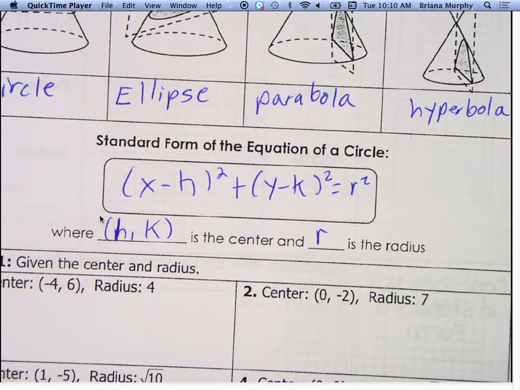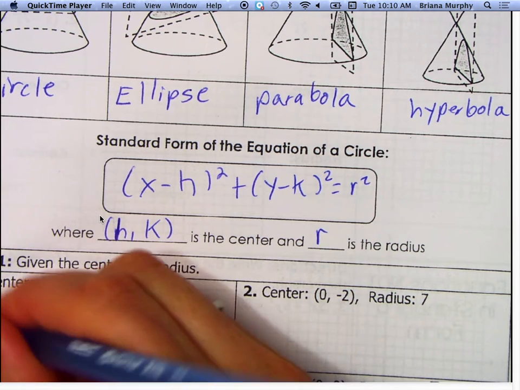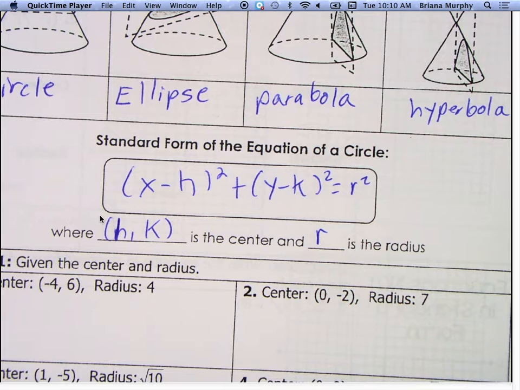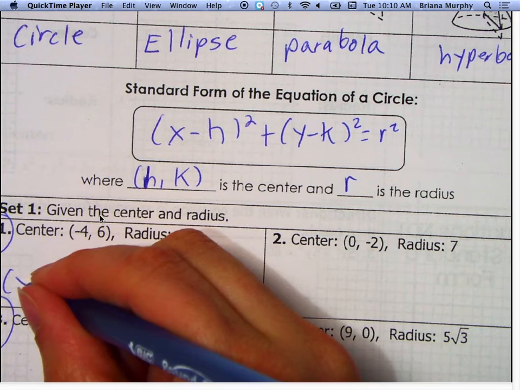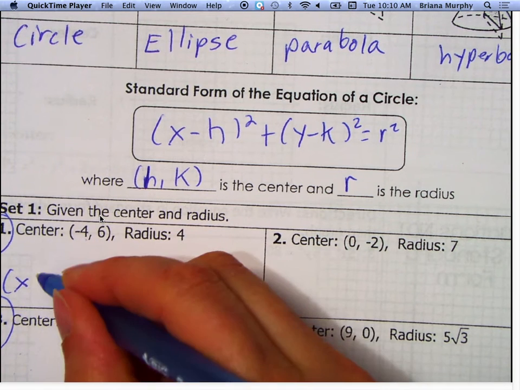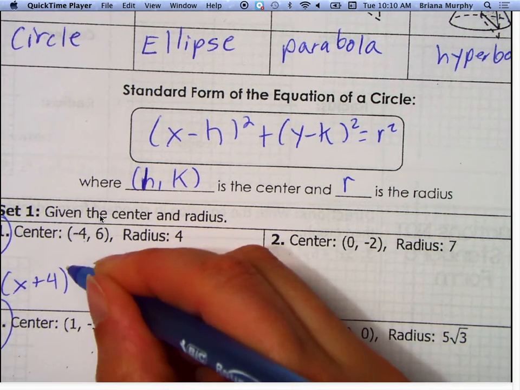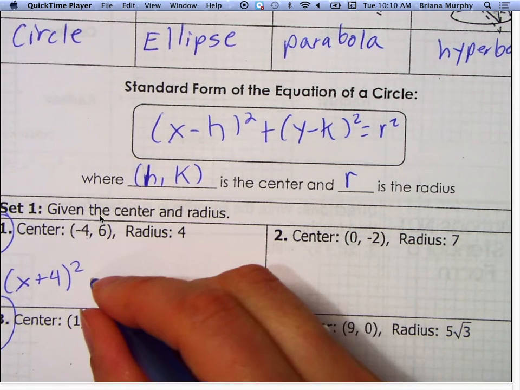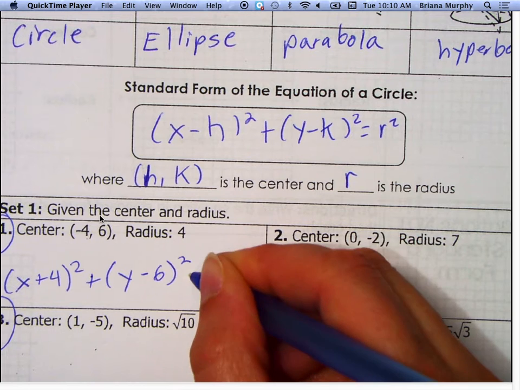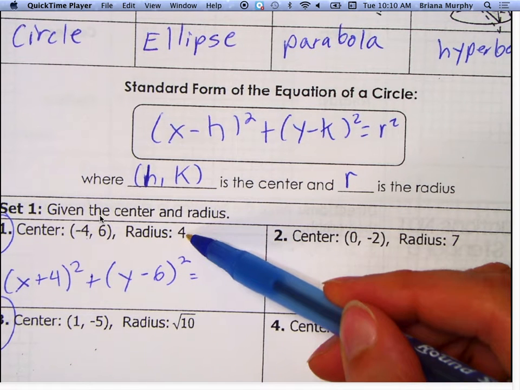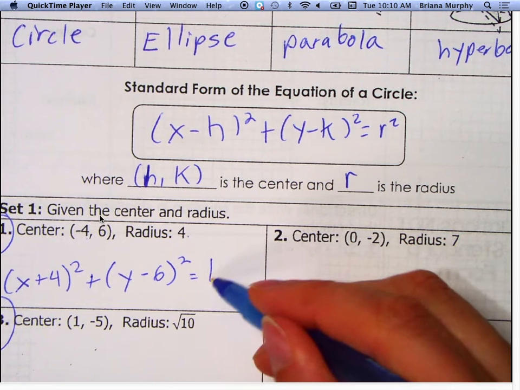Okay? So now we're going to practice a couple of these. If you've got the center and the radius, you put them in the equation. I'm not going to do all of these. I'm probably just going to do number 1 and 3, and then we'll move on. So I'm going to say (x plus 4) squared plus (y minus 6) squared equals, what's 4 squared? 16. That's it. That's the whole thing, guys.